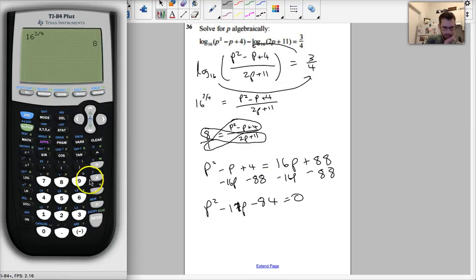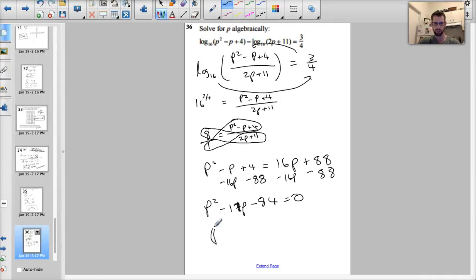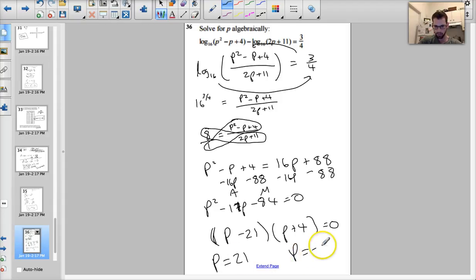Numbers that add to 17 and multiply to 84. Okay, so 84 is divisible by 4, so that's 21. So 21 and 4. 21 times 4 gives me 84, and then 21 minus 4 gives me 17. So I can play around with the signs and make this work. I'm going to have a p minus 21 and a p plus 4. That works. So then I get p equals 21 and p equals negative 4.